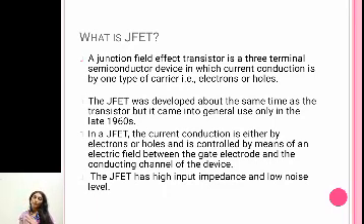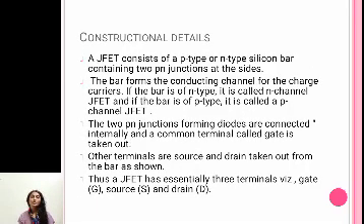The JFET was developed about the same time as the transistor, but it came into general use only in the late 1960s. In a JFET, the current conduction is either by electrons or by holes, and it is controlled by means of an applied electric field between the gate electrode and the conducting channel of the device, which we will see later on. So the JFET has high input impedance and low noise level. Now let us see the constructional details.